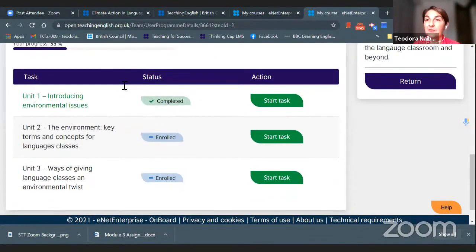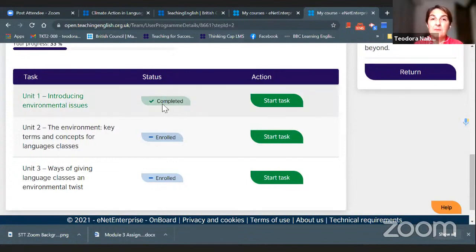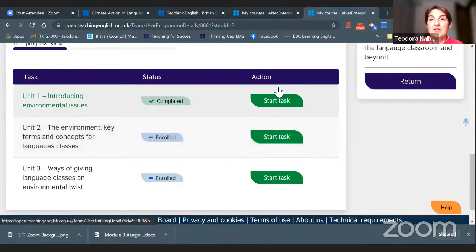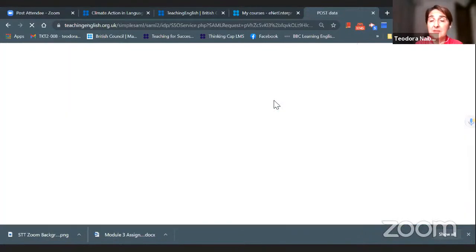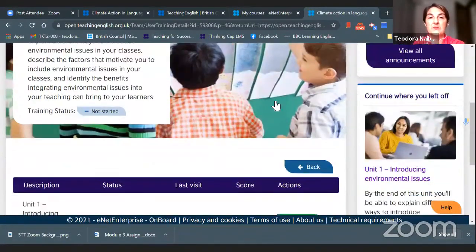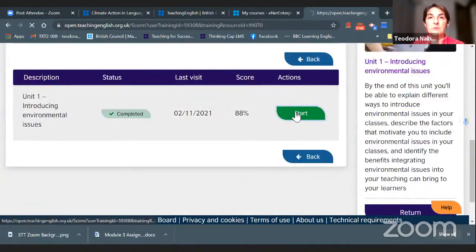So you will have 3 units in each module. And once you have completed, it will look like this, okay? And once you haven't, and you still need to complete some activity, it will show enrolled. So all you have to do is start task, and it will take you to the modules. It is really easy to navigate through the modules. So you click on start again.